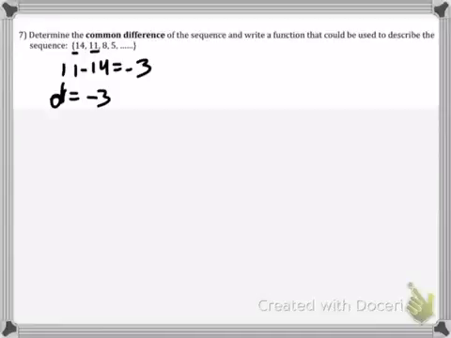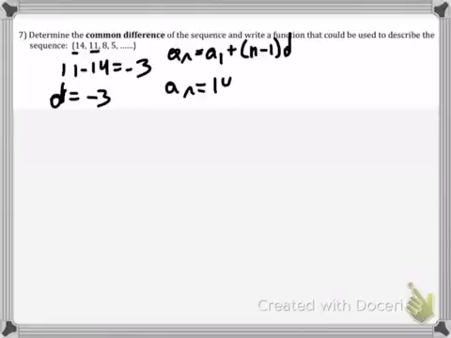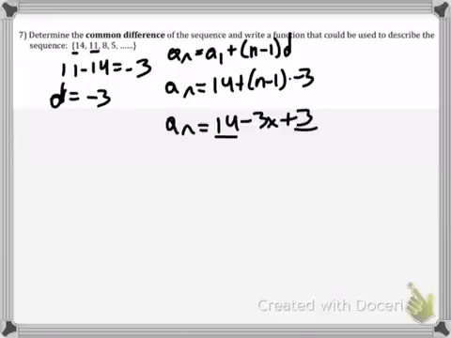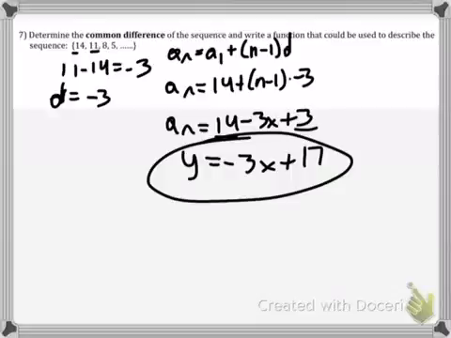Alright, so a formula we could use here. So we'll use our explicit formula. a sub n equals 14 plus n minus 1 times negative 3. So a sub n, or we can change it to y. We'll do it at the end. It's 14 minus 3x plus 3. Combine your like terms. You get y equals negative 3x plus 17. So that's a function we can use.